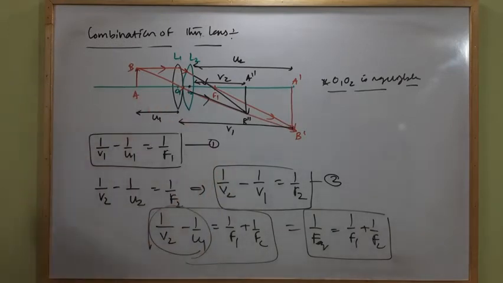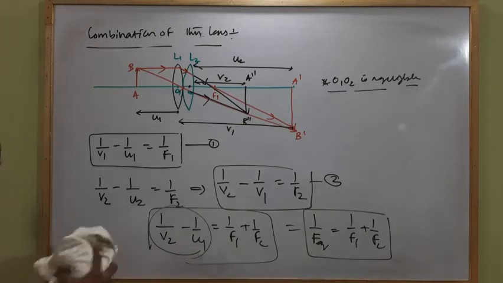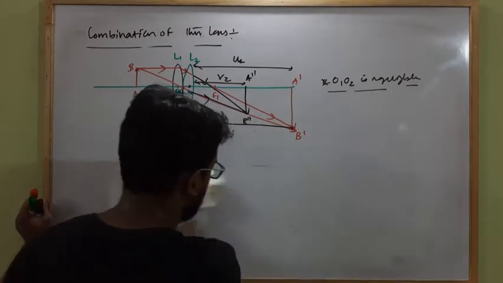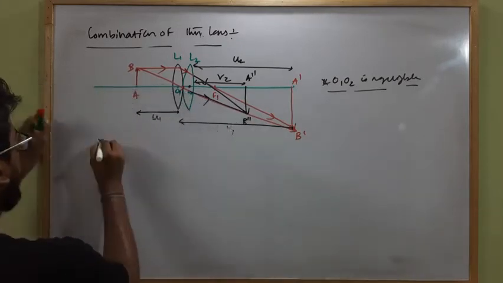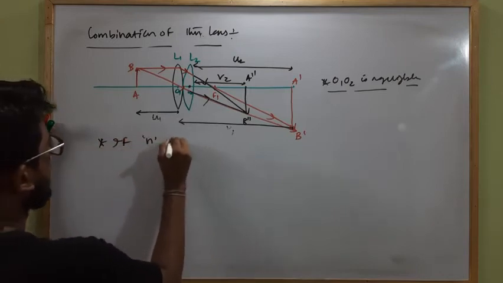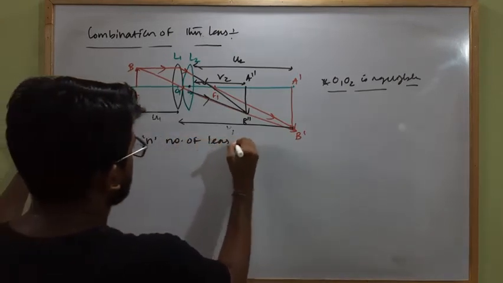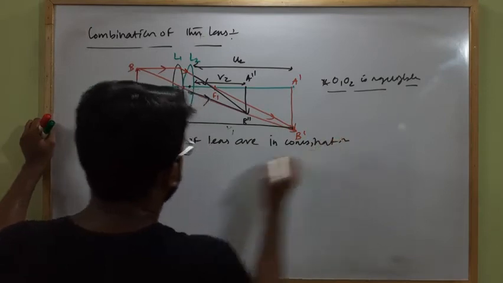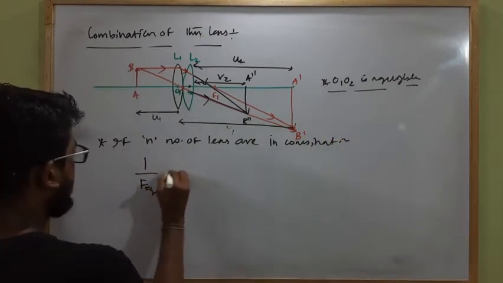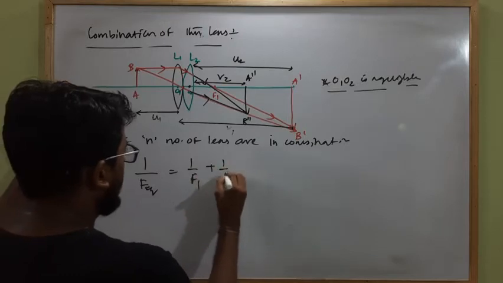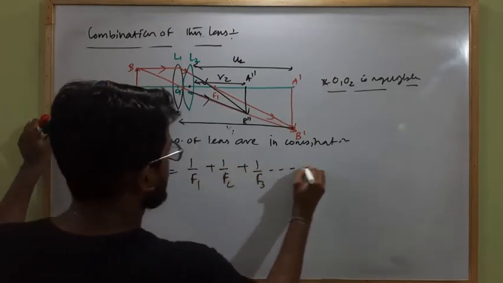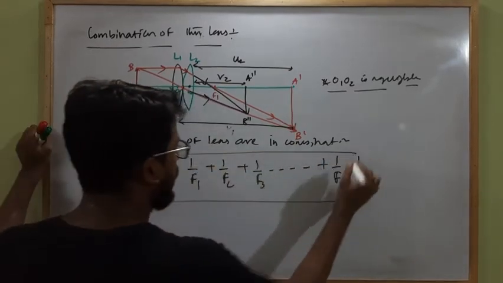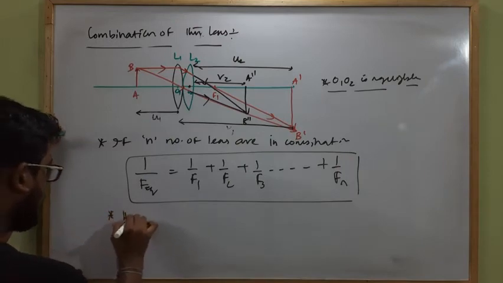Clear? If there are more than two lenses, if n number of lenses are there in combination, then we can write 1 by F equivalent equal to 1 by F1 plus 1 by F2 plus 1 by F3 and so on up to plus 1 by Fn. Clear? You have to remember this formula. Clear? Here there are some conditions.